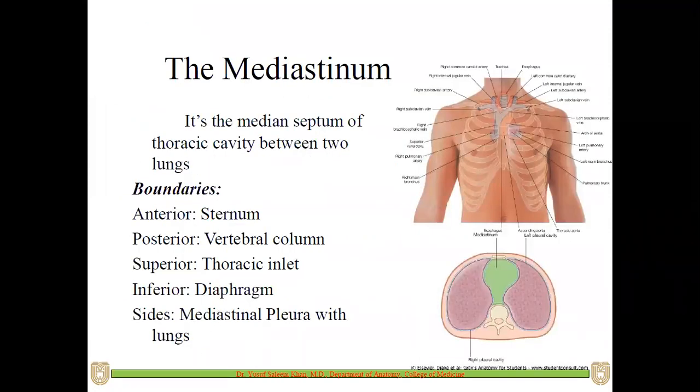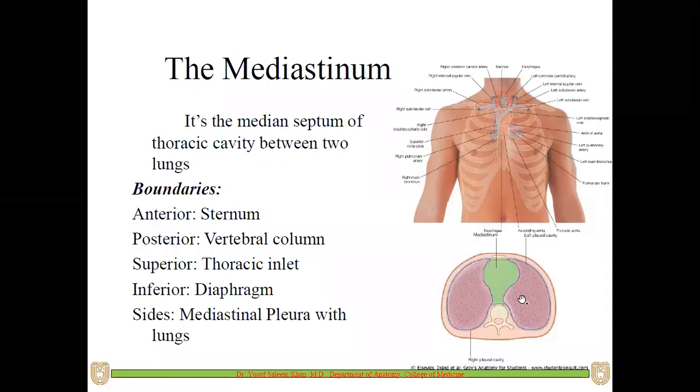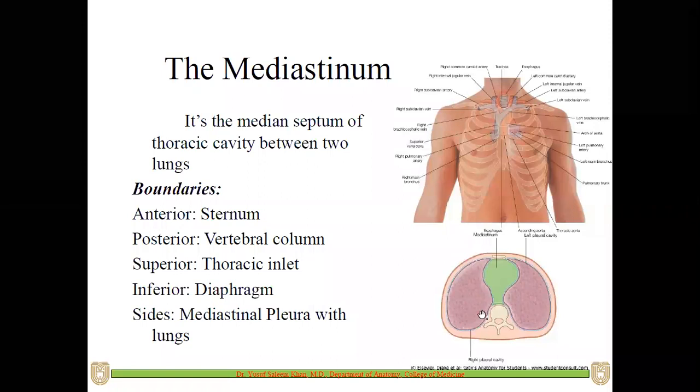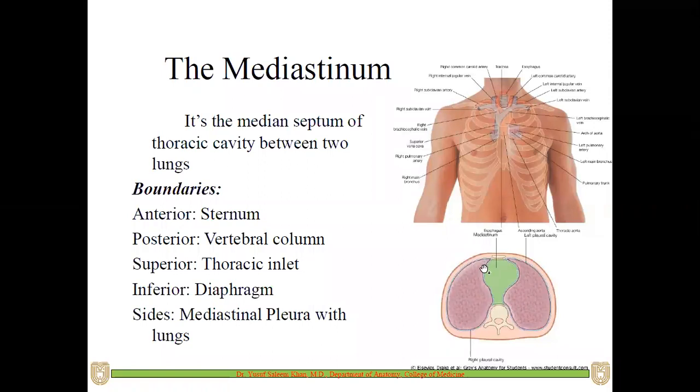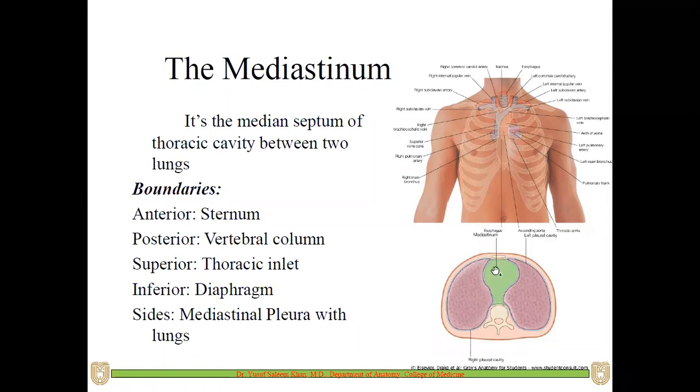So we'll begin with a brief introduction to the mediastinum. So what exactly is the mediastinum? It's a median septum, as the name indicates, media. So it's the median septum of the thoracic cavity between the two lungs. If you take a section of this thoracic region, this is how it looks. There are two lungs on right and left. These are pink colored structures, the lungs. And in the center, we have this green region. This is called the mediastinum. So it is a median septum.